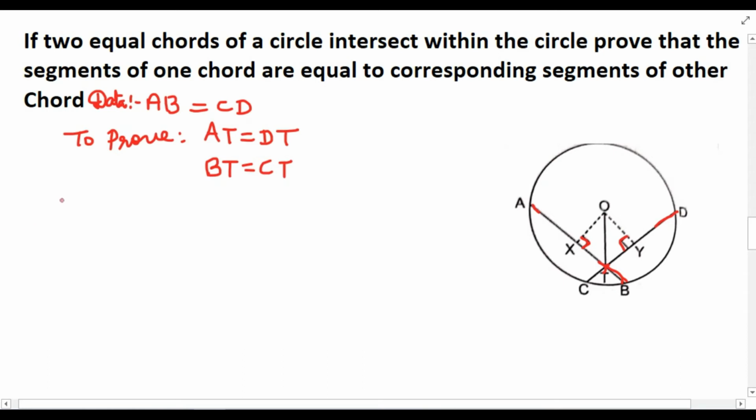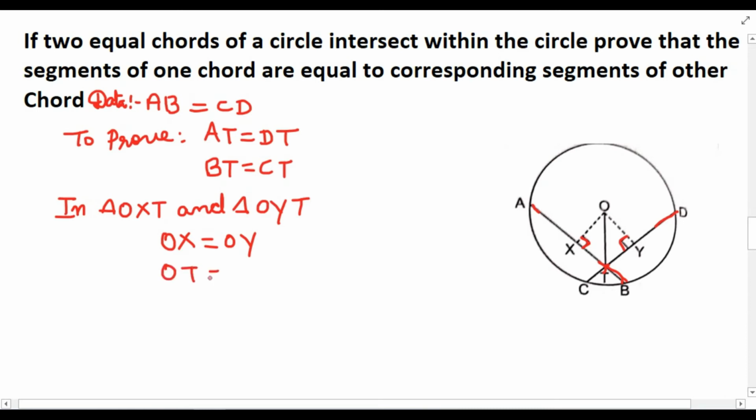So I have two triangles now. My first triangle is OXT, and my second triangle is OYT. In these triangles I can write OX is equal to OY because these are equal chords, and we know that equal chords are equidistant from the center. Then I can write OT is equal to OT because it is common.